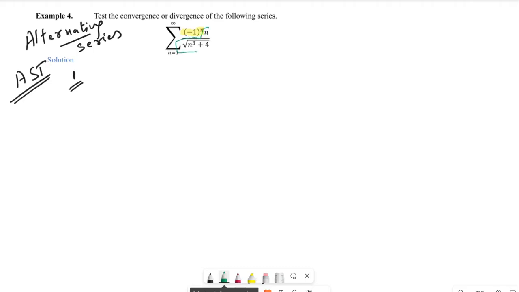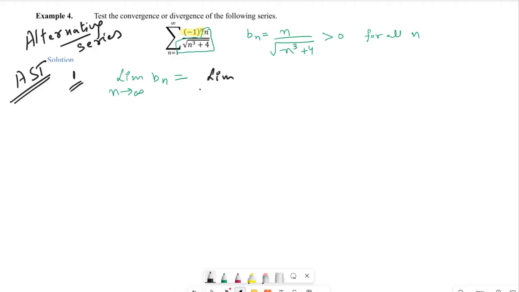In our series, except the negative 1 to the power n, the remaining part I'm going to name as Bn, which is this, which is clearly positive for all n. Our first condition is that the limit as n approaches infinity of Bn should be 0. So let's check that. The limit as n approaches infinity of this is what we need to test.